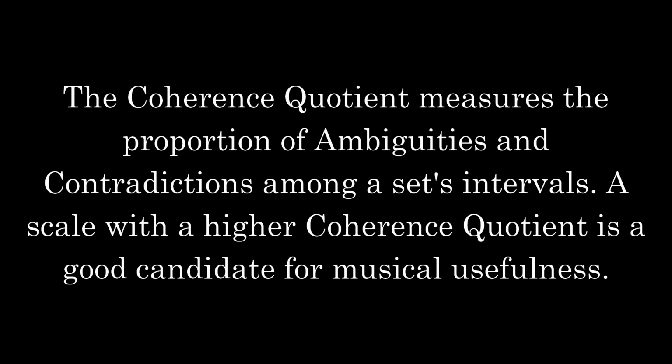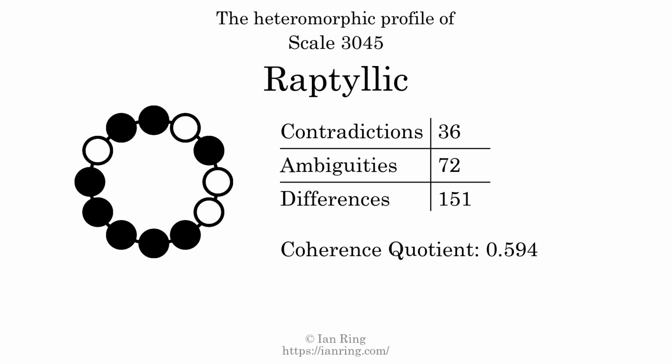The coherence quotient measures the proportion of ambiguities and contradictions among a set's intervals. A scale with a higher coherence quotient is a good candidate for musical usefulness. The coherence quotient is 0.594.